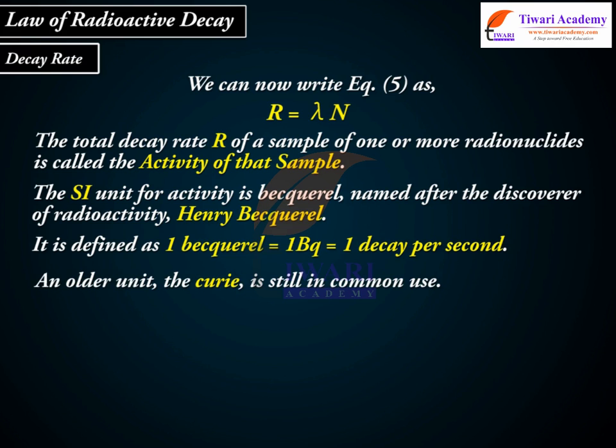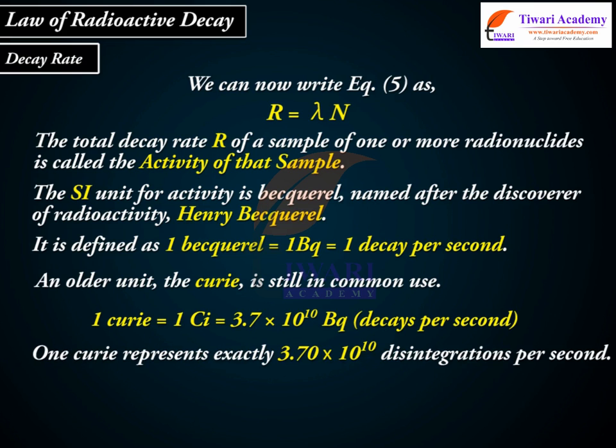An older unit, the curie, is still in common use. 1 curie is equal to 1 Ci is equal to 3.7 times 10 raised to power 10 Bq, decays per second. 1 curie represents exactly 3.70 times 10 raised to power 10 disintegrations per second.